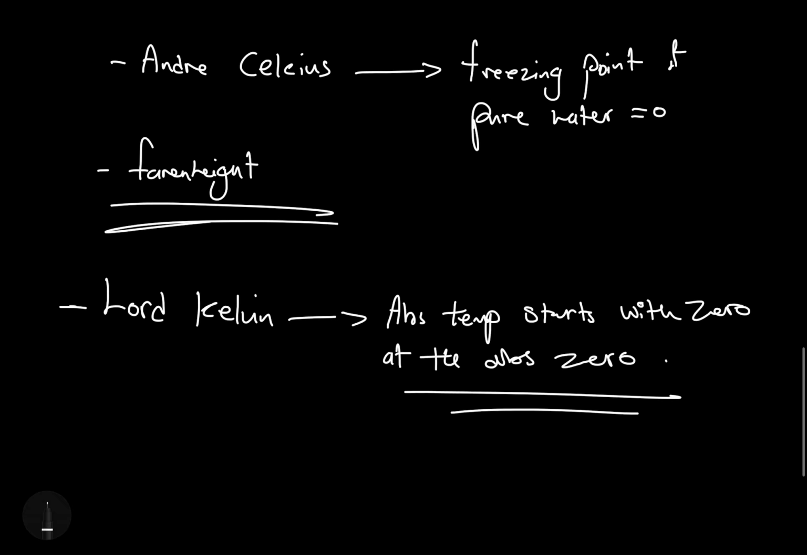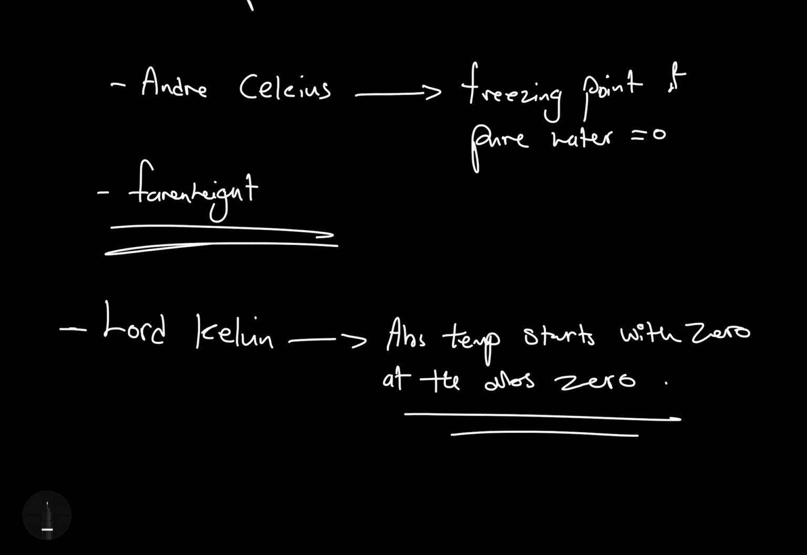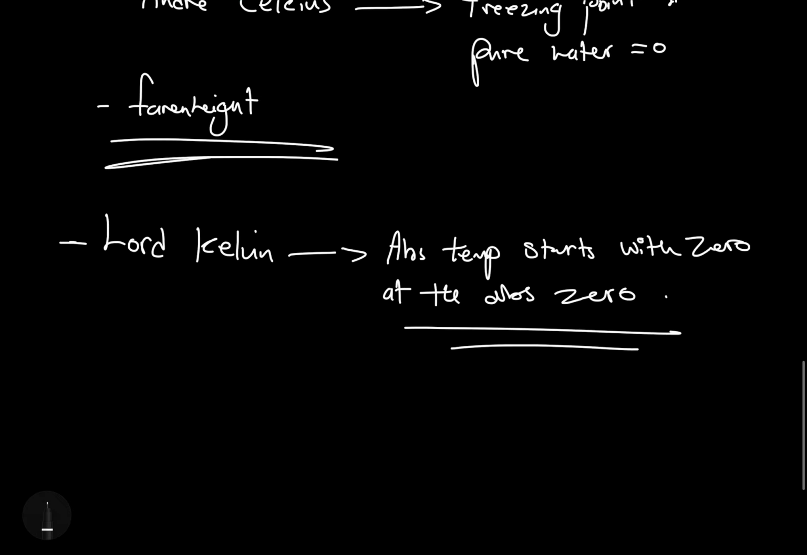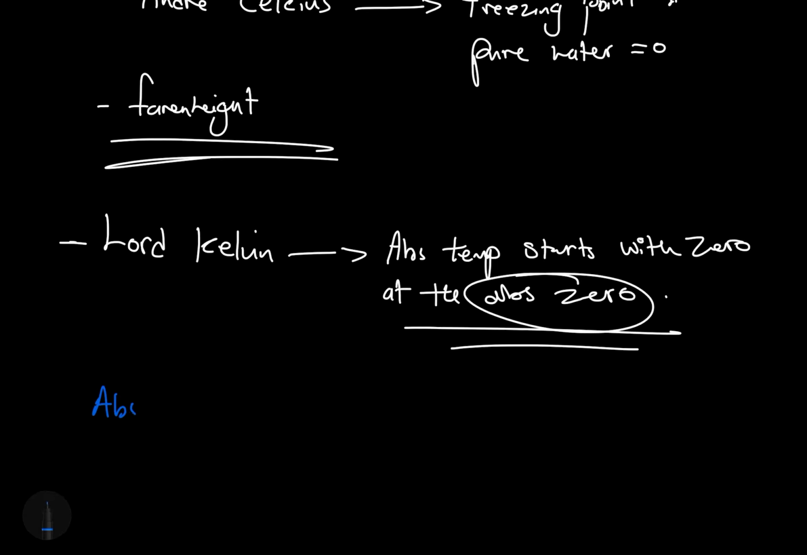So what does the absolute 0 or absolute temperature mean? Well, you see, Andrew Celsius and Fahrenheit are both comparing their scales to the freezing point of water. However, Lord Kelvin is not dependent on the freezing point of water. What he talks about is the absolute 0. And what exactly is the absolute 0? Well, the absolute 0 is a point where all the energy from a substance is taken away.